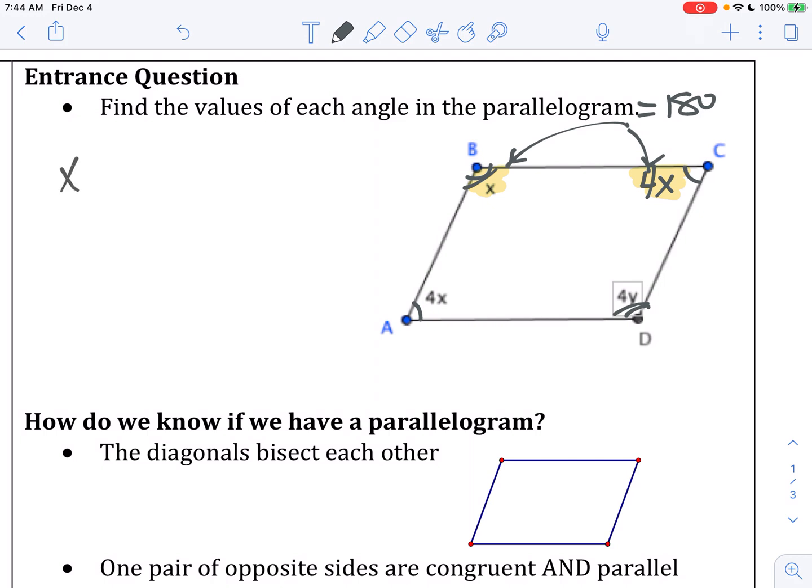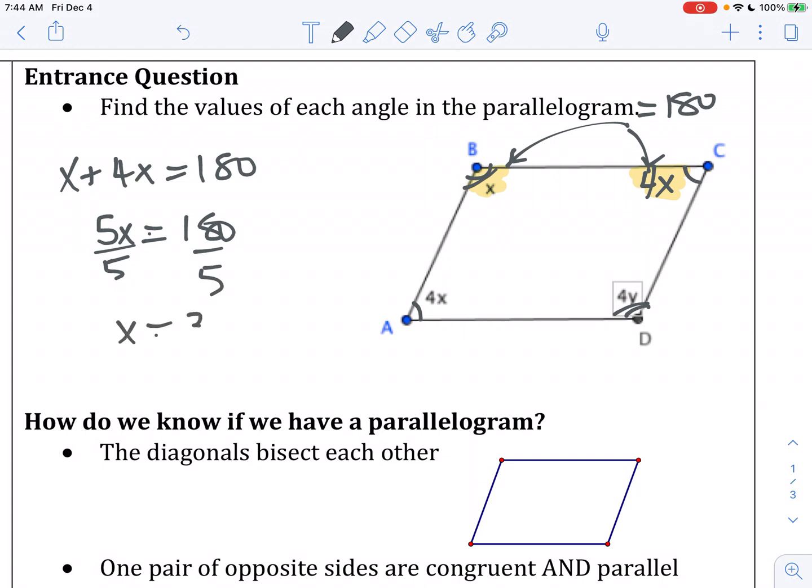So if I know that x plus 4x equals 180, I have an algebra equation that I can solve. So 5x equals 180. I'm going to divide both sides by 5, and I have 36 degrees for x. So that means that B is 36 degrees, and C is 4 times 36 degrees, so 144 degrees. And opposite angles are congruent, so I can fill in those values as well.